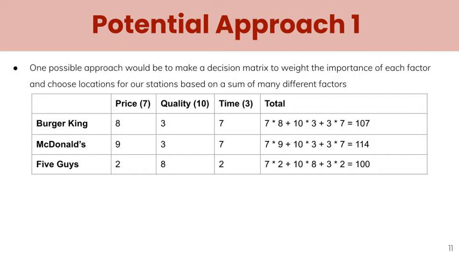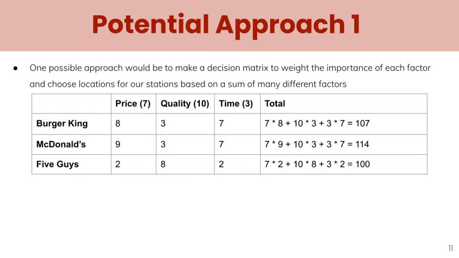So in this case, we want to give a higher number to better restaurants in that category. And then if we look at quality, Five Guys is the best, so it's an 8, while Burger King and McDonald's are not as good, so they're a 3. And then time, Five Guys takes the longest, so that is why it's such a low number, but Burger King and McDonald's are faster, so that's why they're higher. And so in total, you can see the numbers on the right.